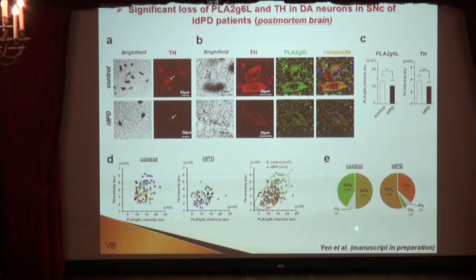And this is shown here. 43% in control patients are high phospholipase neurons, and more than 30% in IDPD remaining neurons have very low levels of PLA2 expression. So from this analysis, you cannot say who drives what. It may be TH is disappearing, and that's why PLA2 is going down, or it may be PLA2 is going down and kind of making those neurons die and lose TH. So how to test this?